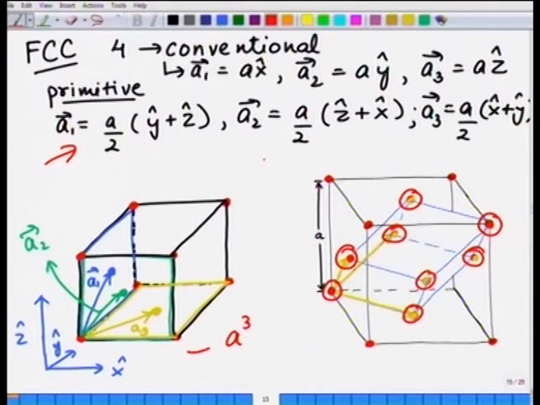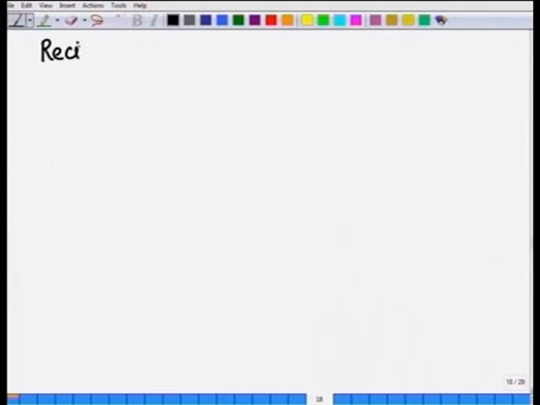So, this is where I would like to finish the topic of crystal structures and move on to what is called the reciprocal lattice now. Introduce this topic and then finish in the next lecture. So, here is the reciprocal lattice. Let us start with this.